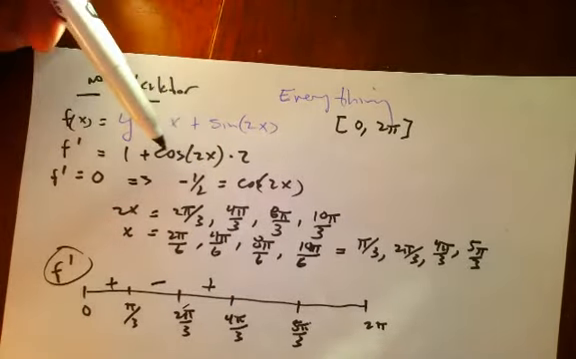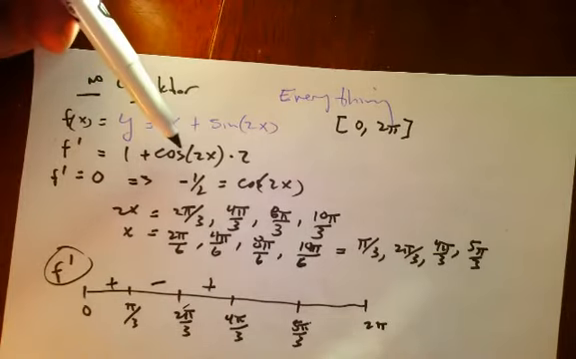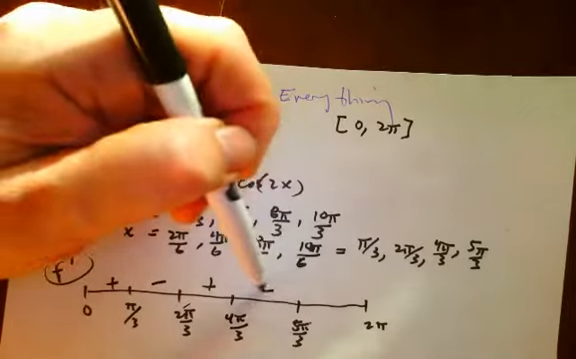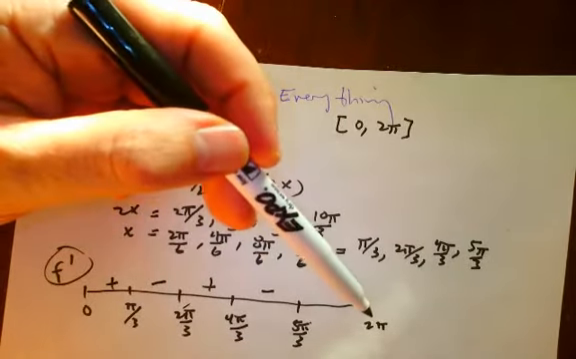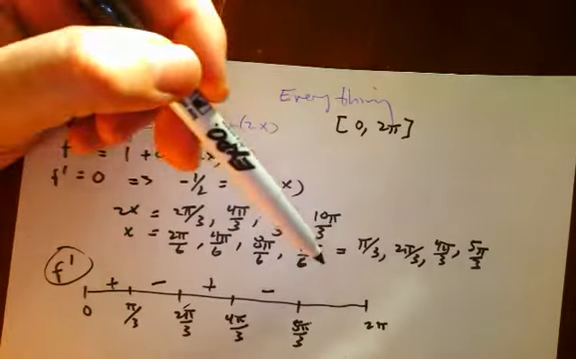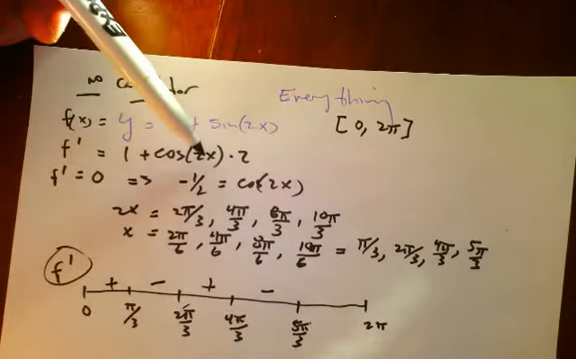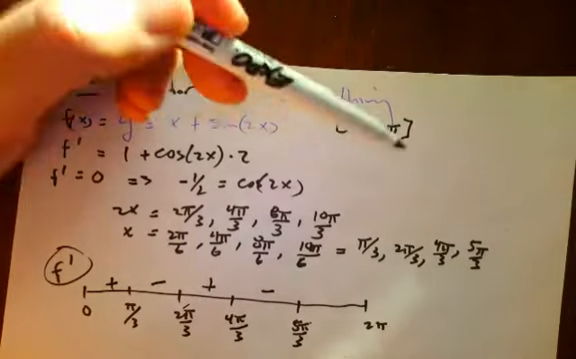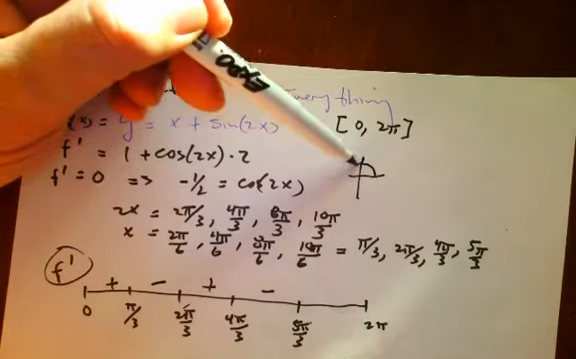Something between 4 pi over 3 and 5 pi over 3. Well, that's between this third quadrant angle and this fourth quadrant angle. I'm thinking about 3 pi over 2. 3 pi over 2 times 2 is 3 pi. The cosine of 3 pi is negative 1. Negative 1 times 2 is negative 2. And negative 2 plus 1 is negative 1. And what about between 5 pi over 3 and 2 pi?